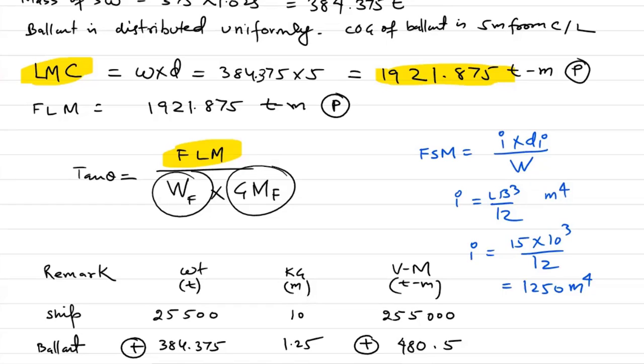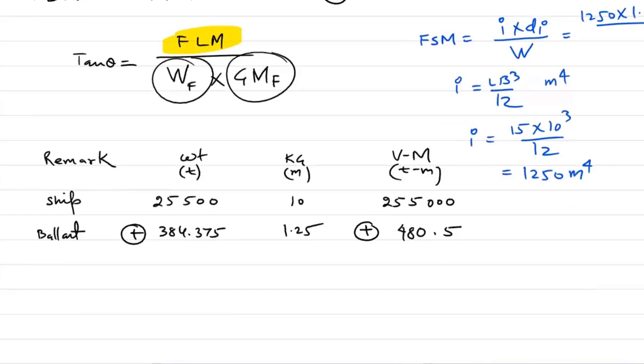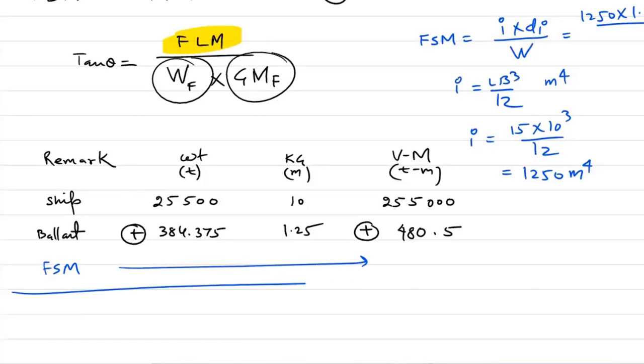So what is the free surface moment? 1250 multiplied by 1.025 divided by displacement. Final displacement, yes. Final displacement will be this, so we have to add. Bring the free surface moment here. Let's calculate the final displacement now.